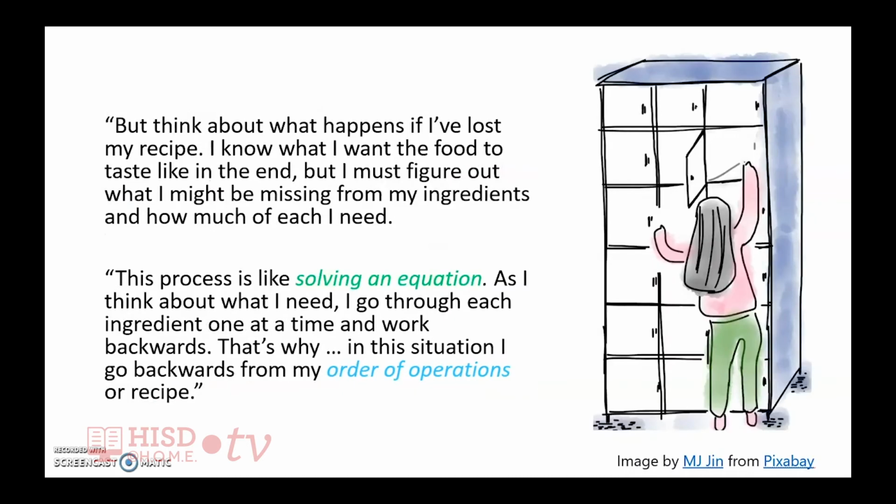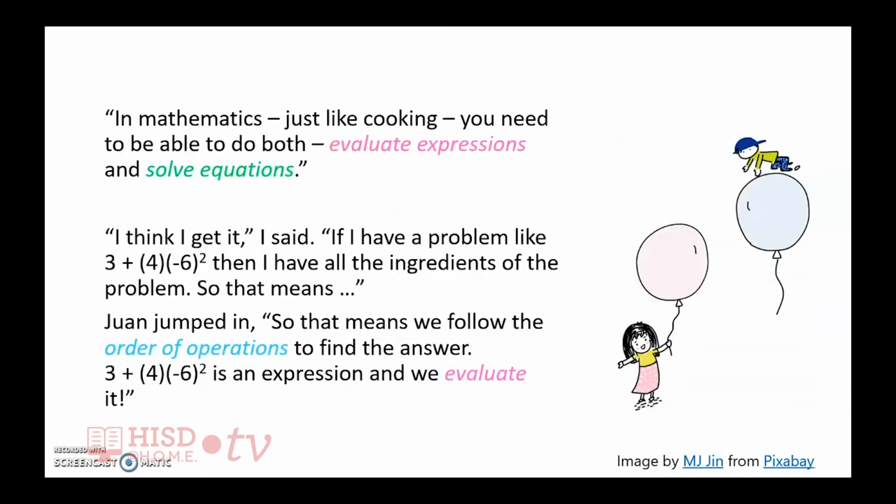But think about what happens if I've lost my recipe. I know what I want the food to taste like in the end, but I must figure out what I might be missing from my ingredients and how much of each I need. This process is like solving an equation. As I think about what I need, I go through each ingredient one at a time and work backwards. That's why, in this situation, I go backwards from my order of operations or recipe. In mathematics, just like cooking, you need to be able to do both: evaluate expressions and solve equations.